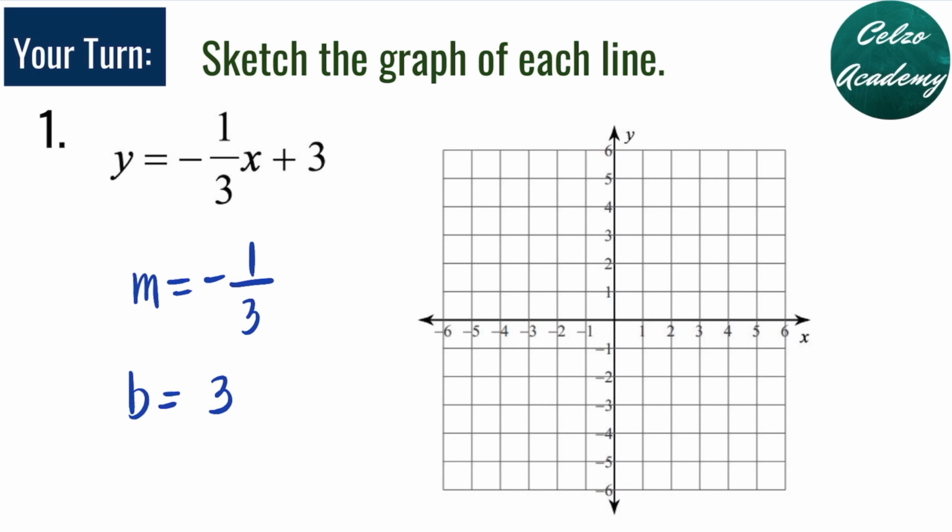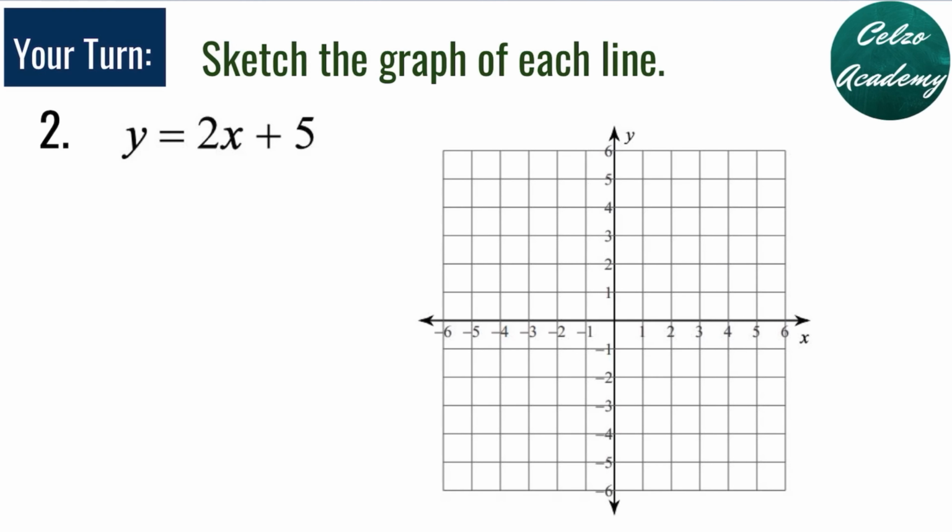So to graph this, we will begin with the y-intercept 3. The slope is negative 1/3. This means we need to go 1 down and then 3 units to the right. Or you can also do 1 up and then 3 left. So from 3, we need to go 1 down and then 3 units to the right. Or you can also go 1 up and then 3 to the left. So now let's connect the points to draw the line. And this is the graph of y is equal to negative 1/3 x plus 3.